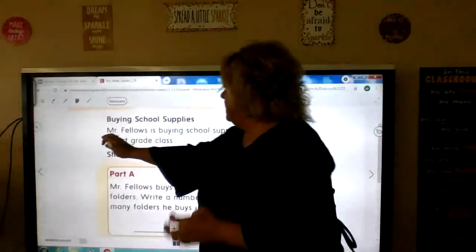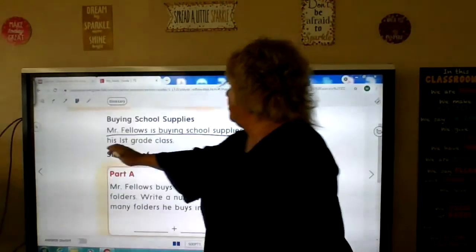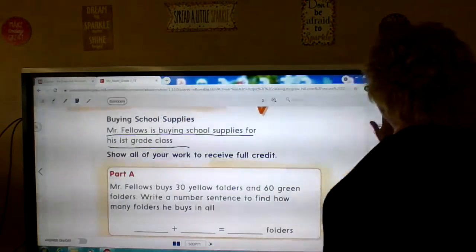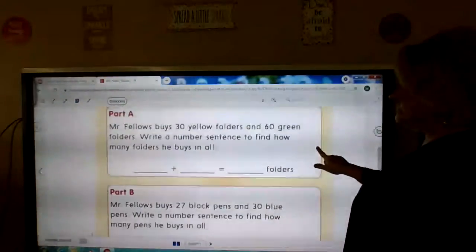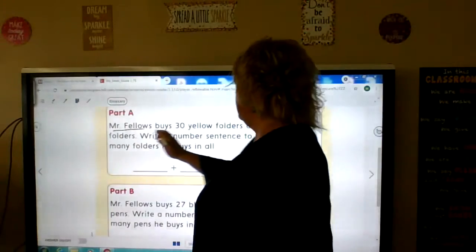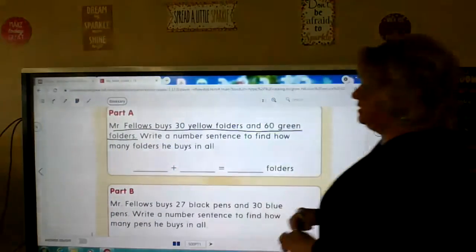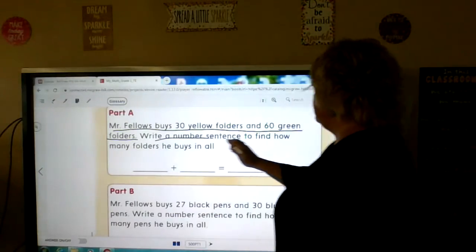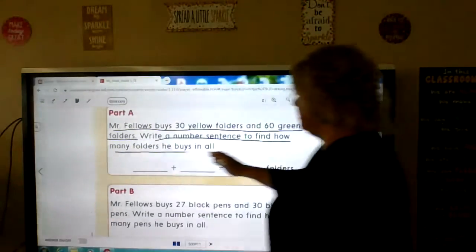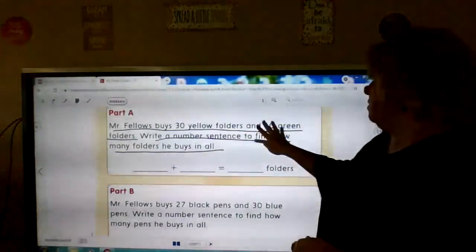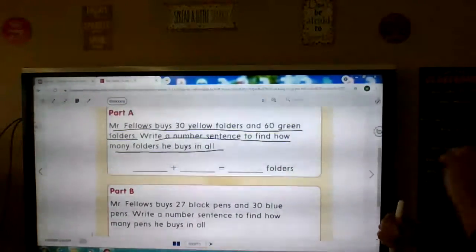Mr. Fellows is buying school supplies for his first grade class. Show all of your work. Okay. Mr. Fellows buys 30 yellow folders and 60 green folders. Write a number sentence to find how many folders he buys in all. He buys 30 yellow and 60 green. How many in all?